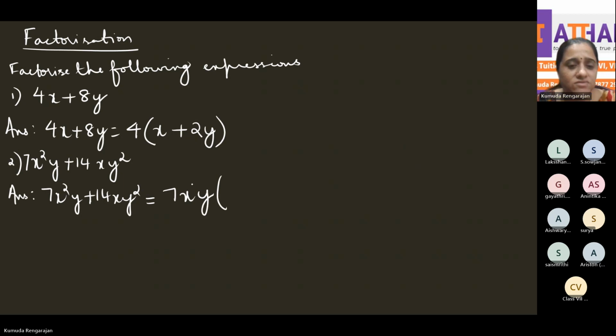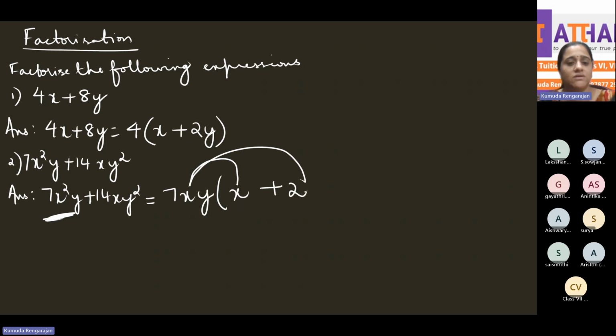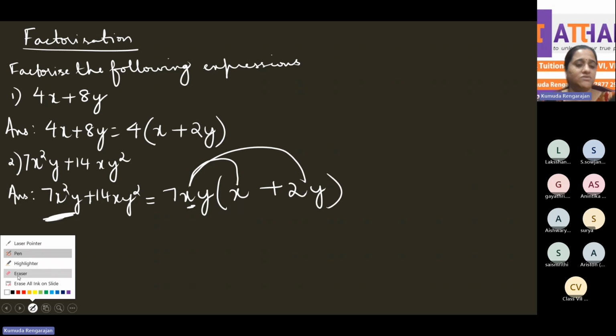After this, 7xy into what will give you 7x squared y? x. Plus 7xy into what will give you the second term 14xy squared. How will you get 14? 7 2s are 14. x is already here common. Then y into y is y squared. Please check that.